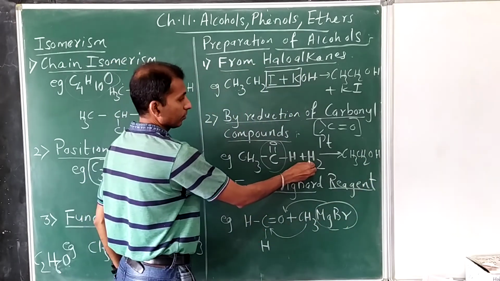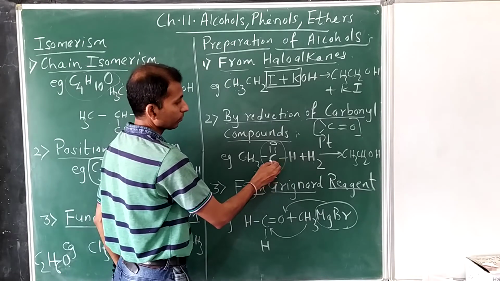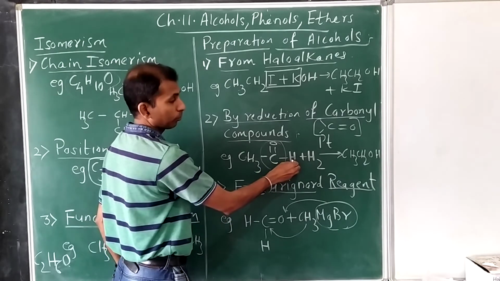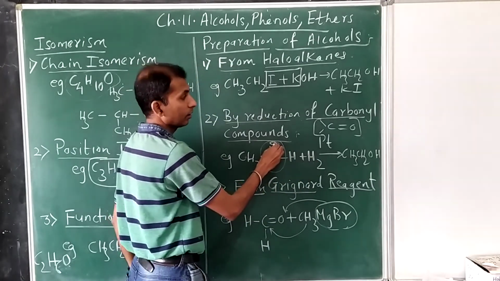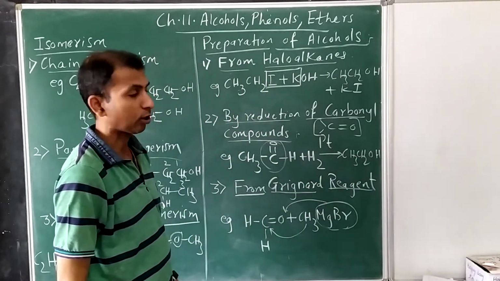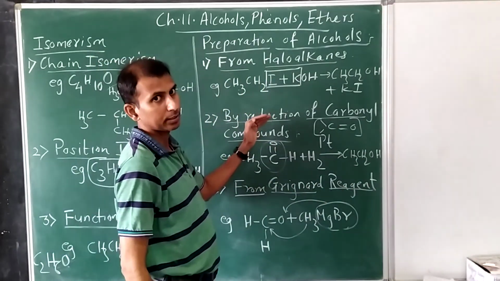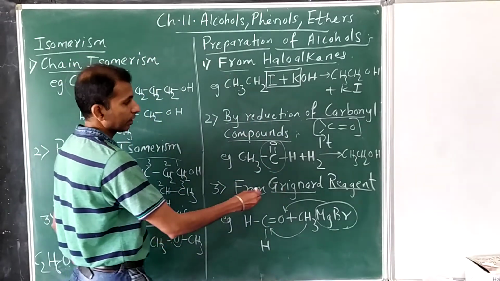One H from the hydrogen molecule is getting added to the CH group. It gets converted to CH2, and one H gets added to oxygen, so we get the OH group. So this is the alcohol, ethanol, obtained by this method, which is called reduction of carbonyl compounds. Third one, from Grignard reagent.